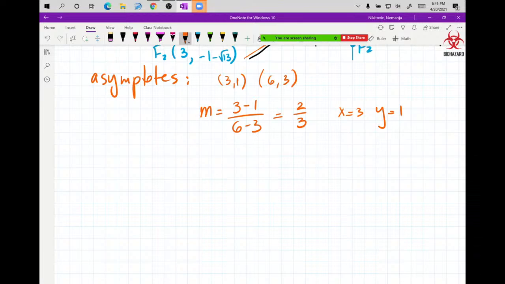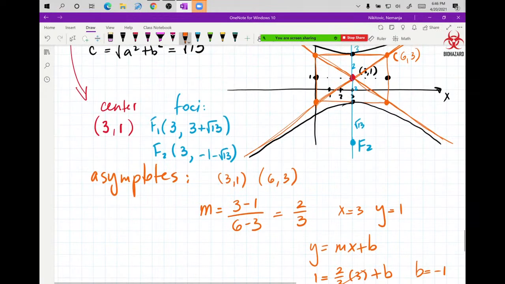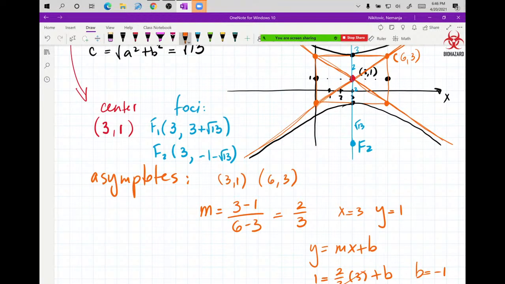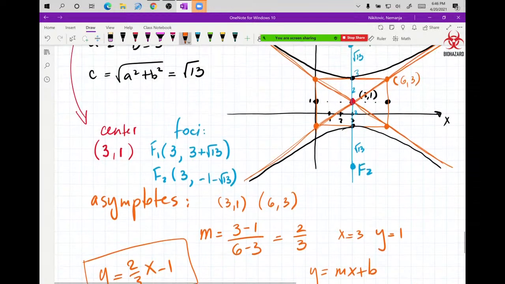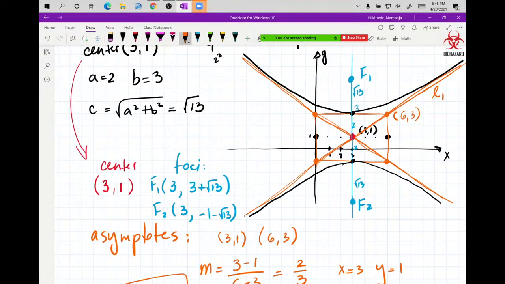And then you can use that x is 3 and y is 1 to actually come up with a line. So y is equal to mx plus b. Plug everything in. Y is 1. M, slope, is 2/3. X is 3, plus the unknown b. So b is negative 1. Can we see that in there? Yeah, we can kind of see. I missed it here, but it's -1. So one of the asymptotes is y equals 2/3 x minus 1. That's the asymptote. We can call it line 1.